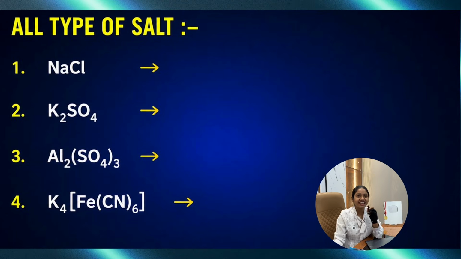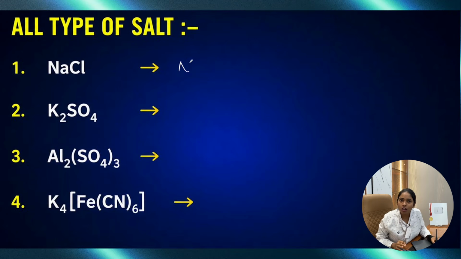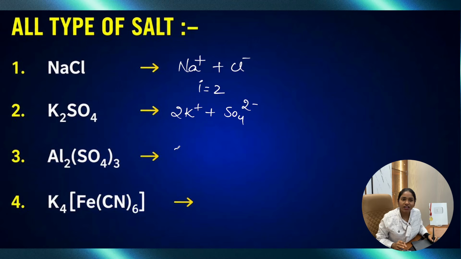Easy, right? For example, this is actually under strong electrolytes. Strong electrolytes are of 3 types: strong acids, strong bases and salts. In the case of salts also, NaCl gives Na+ and Cl−, so the i value is directly 2. K2SO4 breaks into 2K+ and SO4 2−. This one will break into 2Al3+ and 3SO4 2−.